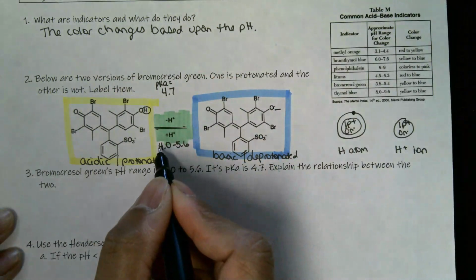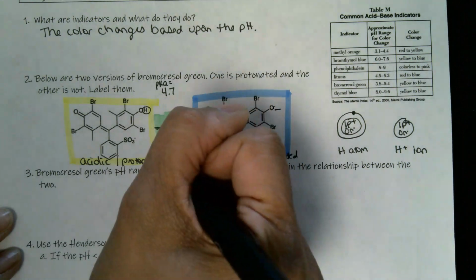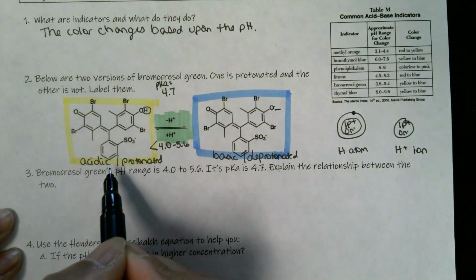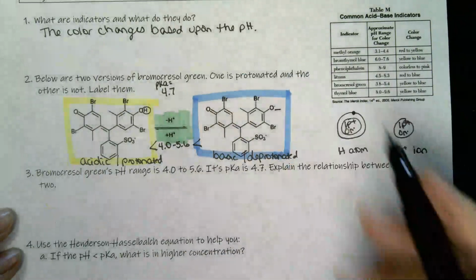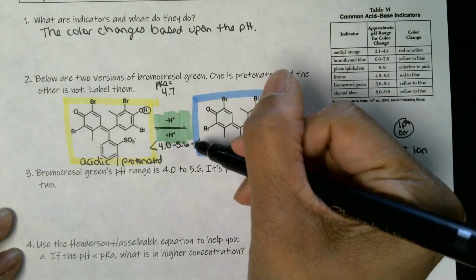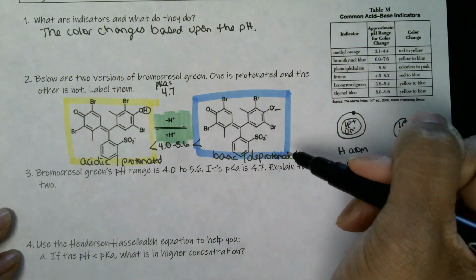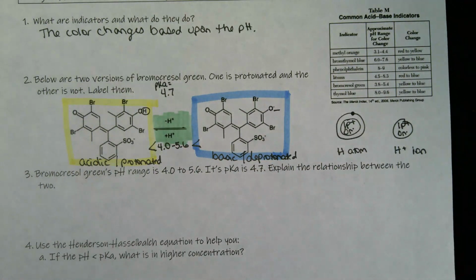If we have something that's less than 4.0, it's its acidic, protonated, or yellow version. If it's greater than 5.6, it's its basic or deprotonated version. So the relationship between the two is that the pKa falls in between its little pH range of changing color.